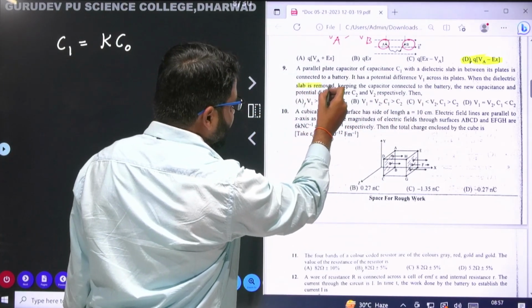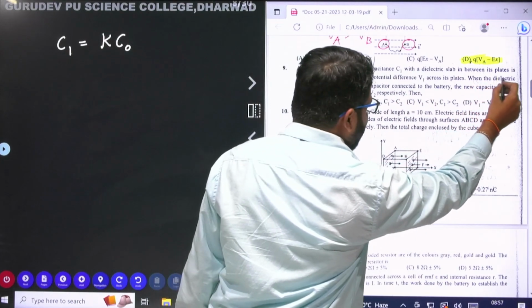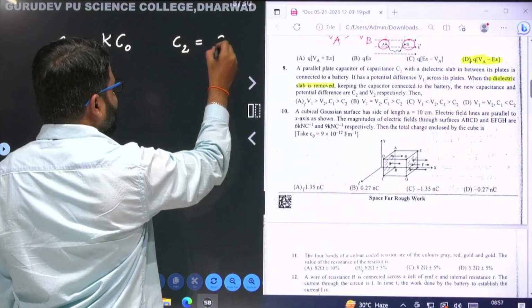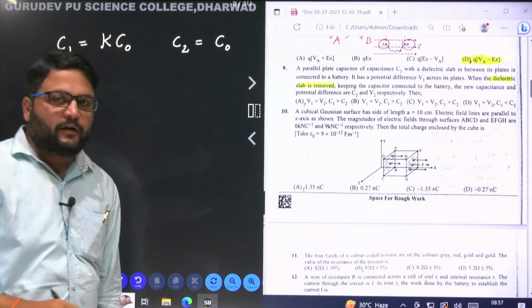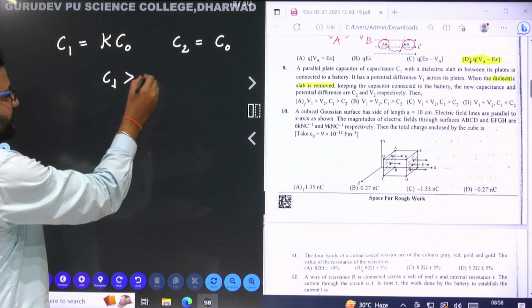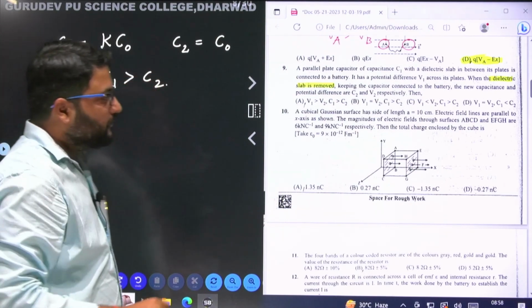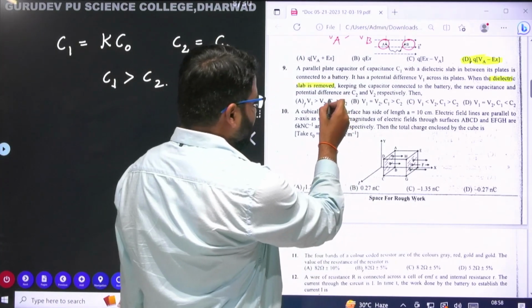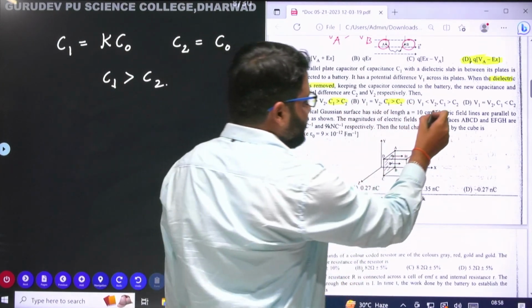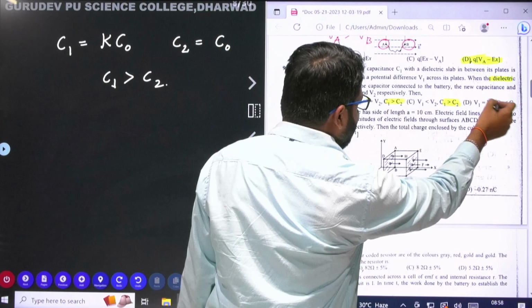Next, they are telling us that the dielectric slab is removed. You can clearly see that the dielectric slab is removed. If I remove the dielectric slab, you know that C2 should be equal to directly C0. Now by seeing this, you can clearly say which one is greater. C1 is greater than C2. So the option which says C1 is greater than C2 is correct, and this one would be wrong.